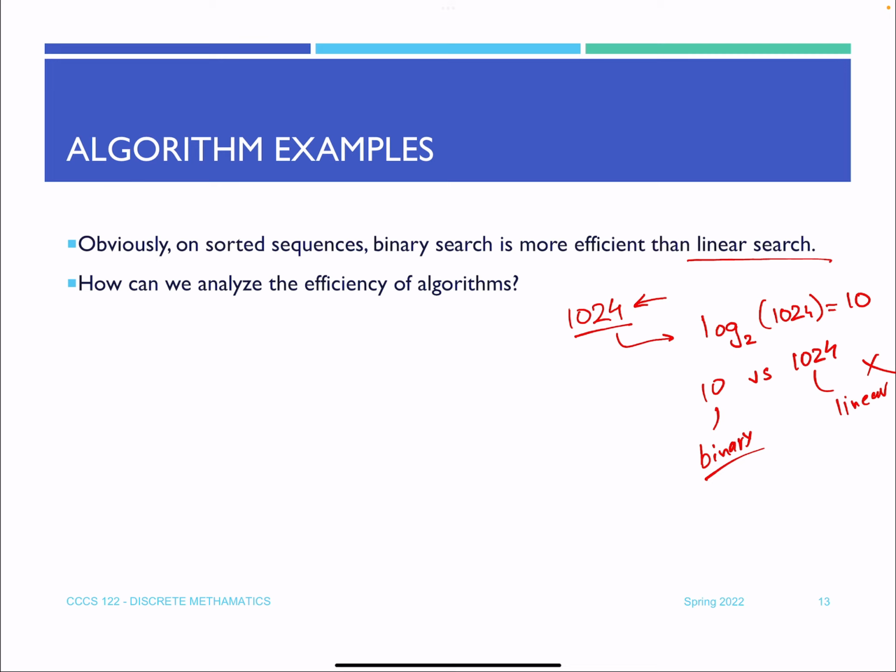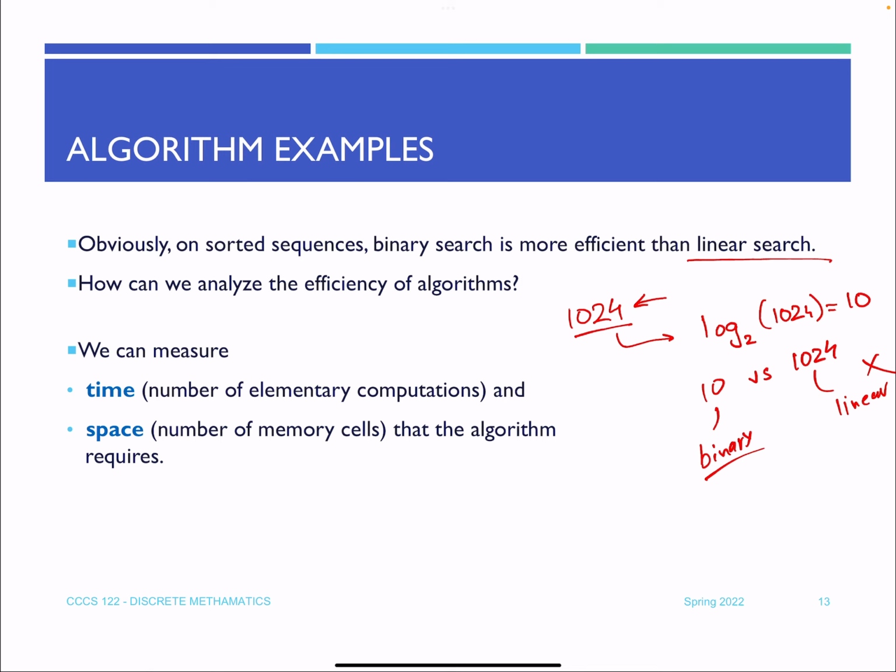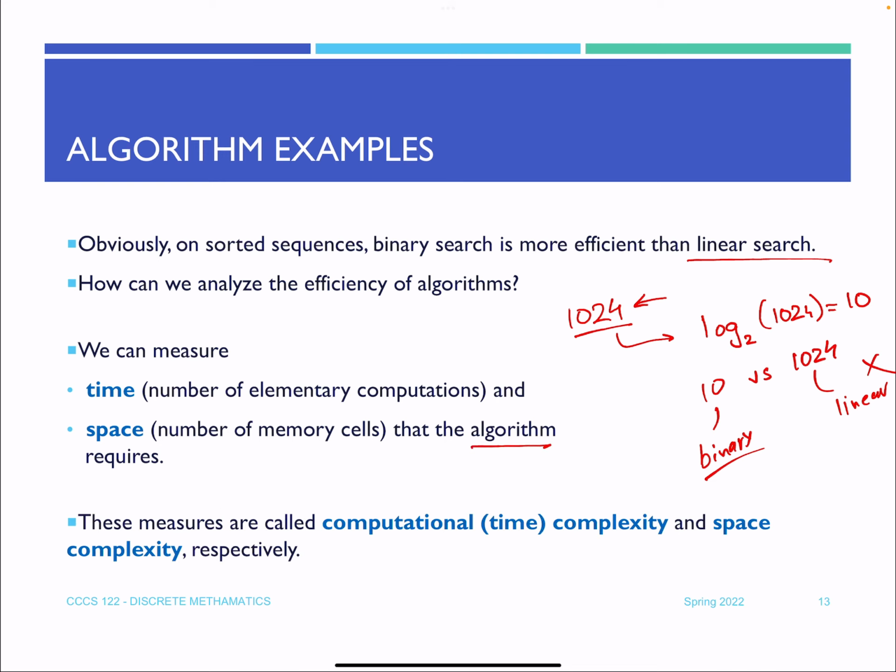And that brings us to another question. How can we analyze the efficiency of algorithms? We can measure running time, of course, which is the number of basic computations that have to be done. We can measure the efficiency of an algorithm in terms of space, which is the amount of memory that it uses on a computer, or simply the number of variables that have to be maintained while running the algorithm. Together they're referred to as computational complexity. The first one specifically is time complexity. The second one is referred to as space complexity.